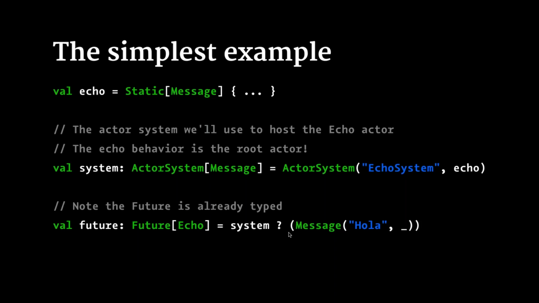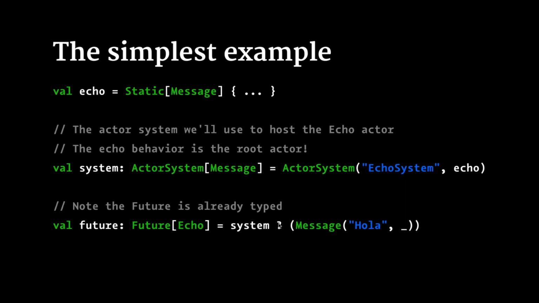You might have noticed too that the ask pattern has something interesting in here, creating an instance of the message class and using an underscore for the second parameter. This is so the system can inject an actor ref in there to handle the reply.